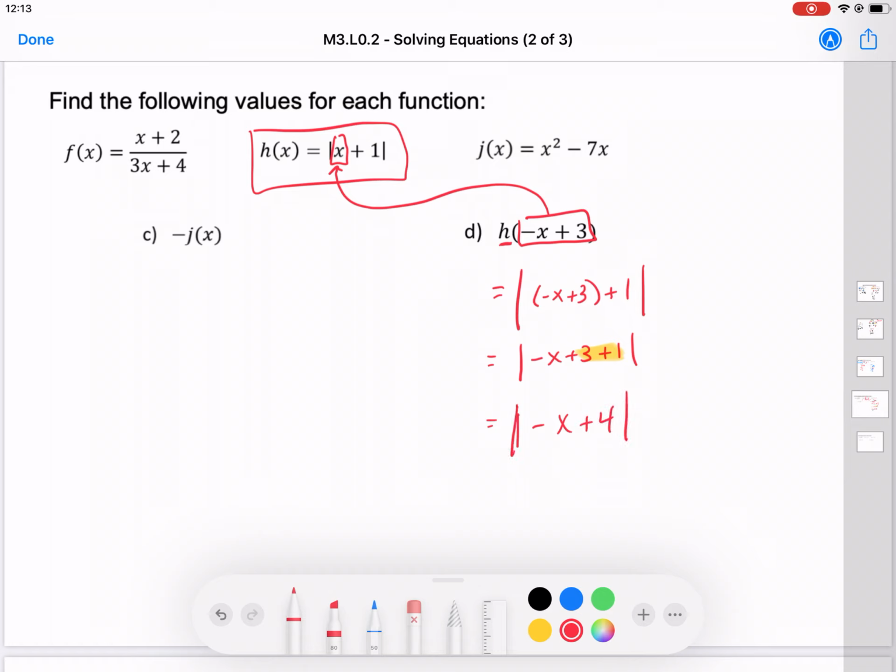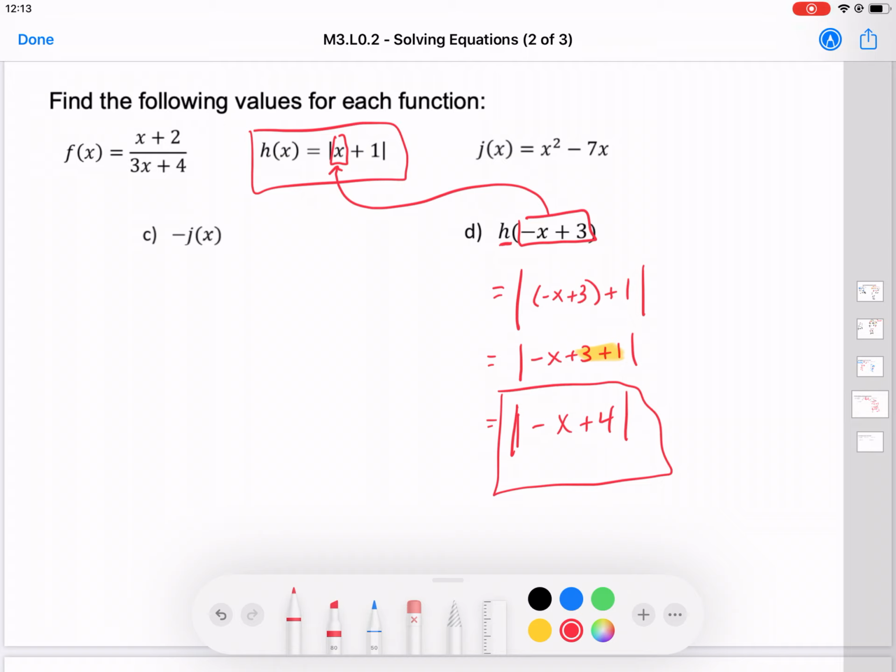Now, usually you think, okay, absolute value always switches things to positive. We don't know what x is. We don't know what that variable is. So we actually can't switch it out because x could be a negative number. And if you do a negative of a negative, that means it's actually already positive. So you actually do not touch anything inside the absolute value if there's a variable in there. So your answer is just the absolute value of -x plus 4.